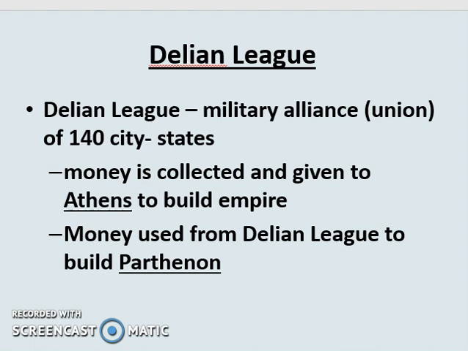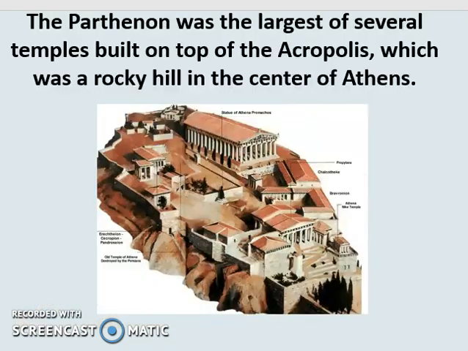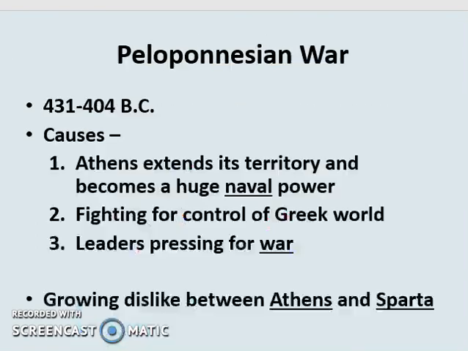Money is collected and given to Athens to build an empire, and money is used from the Delian League to build the Parthenon in Athens, which is going to anger a lot of the city-states who are within this Delian League. And this is an image of the Parthenon, which is a very important structure in Athens, but the money was not supposed to be used for that purpose. The Parthenon was the largest of several temples built on the top of the Acropolis, which was a rocky hill in the center of Athens.